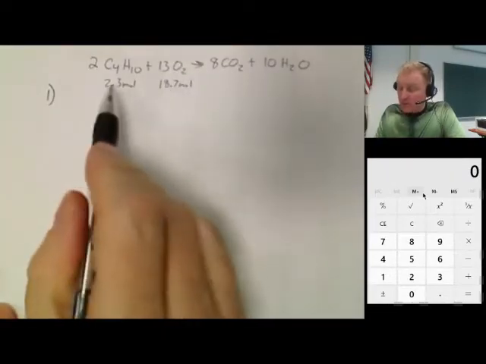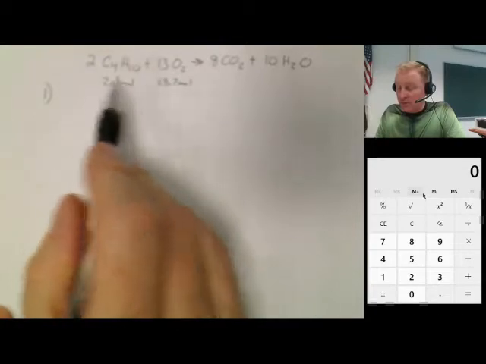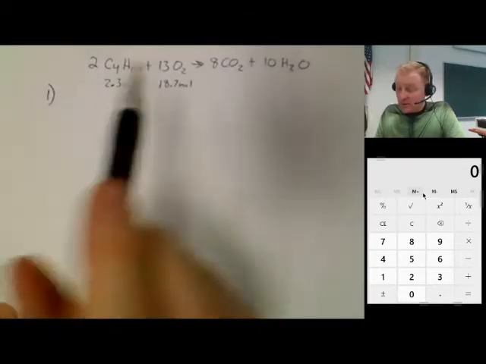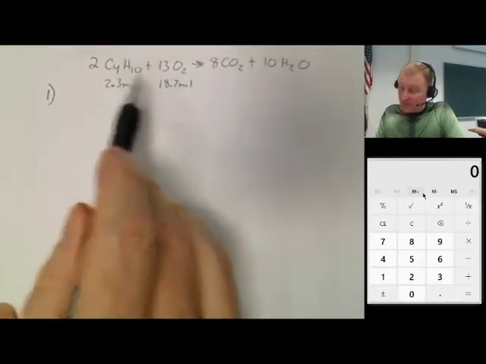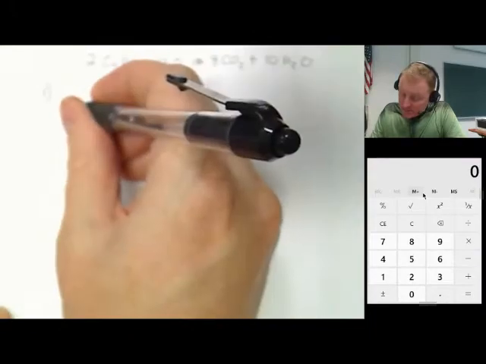What I need to do is figure out which one of these, this is a limiting reactant, which one of these is going to run out first. So what I do is convert one into the other to figure out which one's going to run out first. And I'm going to convert the butane into the oxygen.